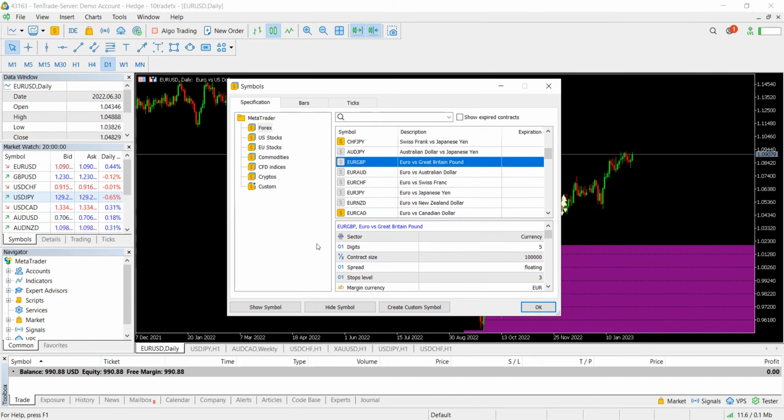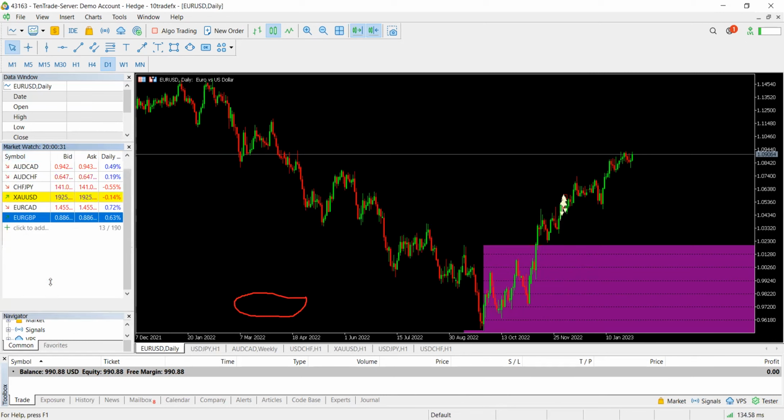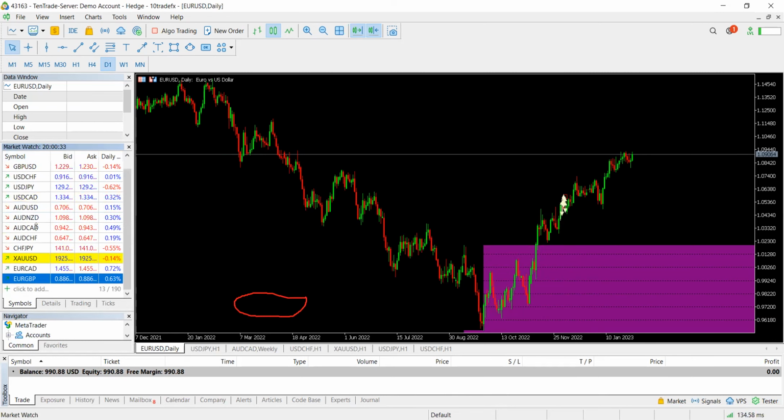You just click on it, and then over here, you want to click on show symbol. So when I click on show symbol, you can see it's now changed to gold. And then doing that, if I go back to my Market Watch tab here and I scroll down, I will see Euro GBP is now there. So that is how you populate your Market Watch to show you all of the currency pairs that you'll be interested in trading.